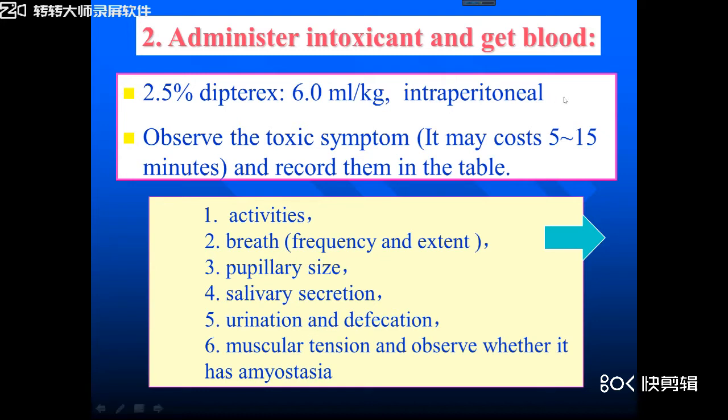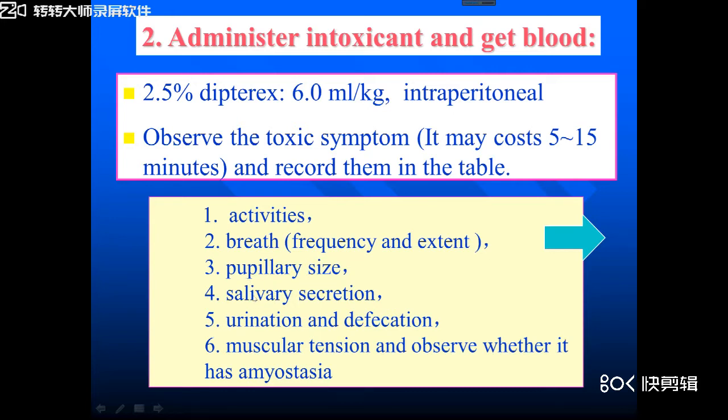The administration method is intraperitoneal injection. After we inject the dipterex, observe the toxic M and N symptoms. It may take 5 to 15 minutes, and then you should record these M and N signs in the table. Just now in the first step, we observed the normal M and N signs, including the first one, activities, then the second one is breath rate, and the third one is to observe the pupil size.